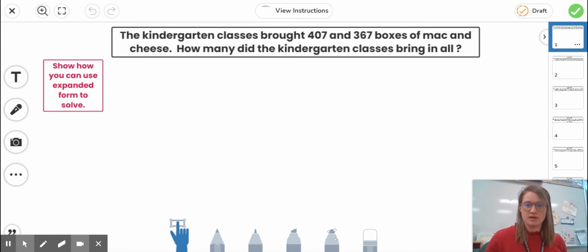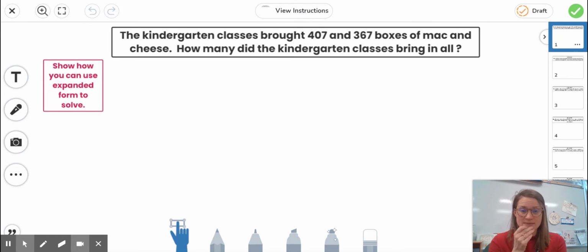Okay, so here goes. It says the kindergarten classes brought 407 and 367 boxes of mac and cheese. How many did the kindergarten classes bring in all? So it seems like there must be 2 kindergarten classes. One of them brought 407 and the other brought 367.